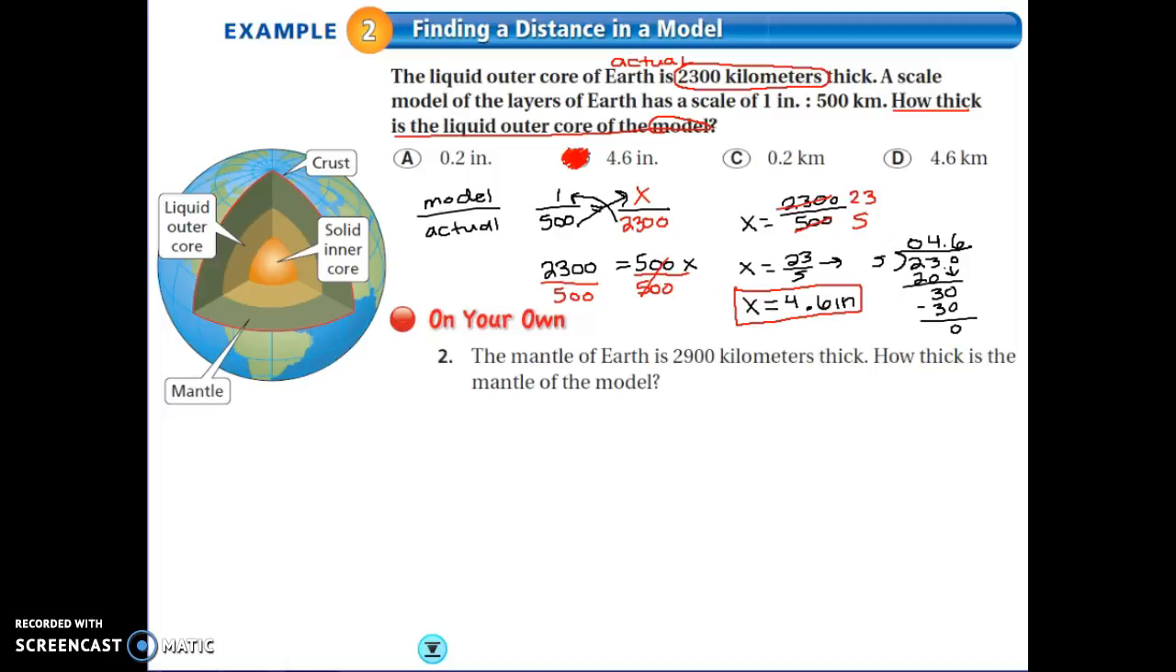In On Your Own number 2, the mantle of the Earth is 2,900 kilometers thick. How thick is the mantle of the model? I'd like for you to go ahead and use that ratio of 1 inch in the model representing 500 kilometers in real life. Model is in the numerator and actual is in the denominator. That's going to be equal to the scenario that we want to know about. Go ahead and pause the video at this point and complete the rest of the question on your own.